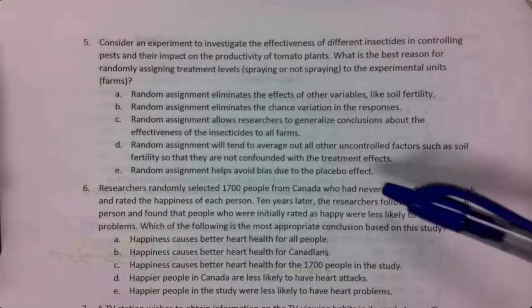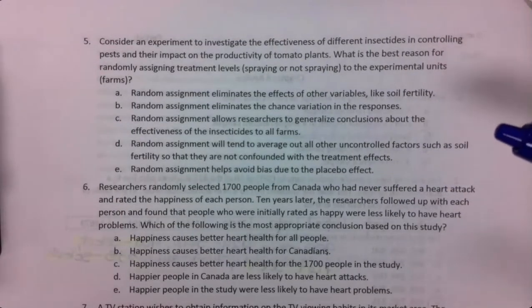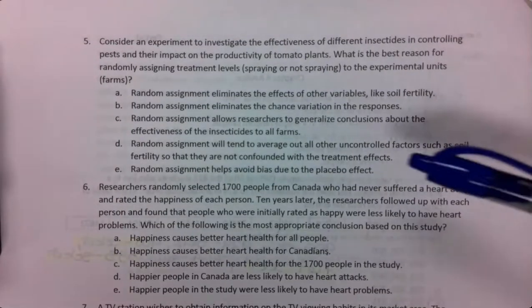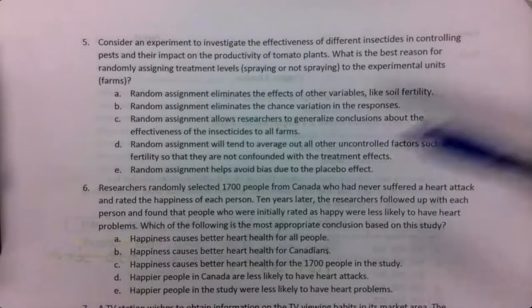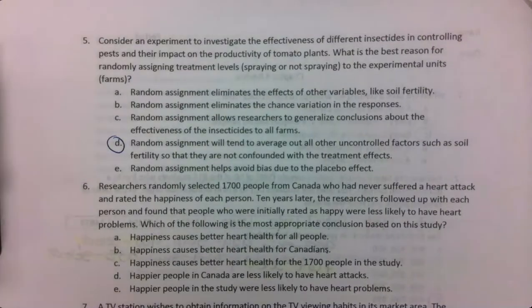So it's not E because the plants don't know whether or not they're getting insecticide. It is actually D because random assignment will average out other uncontrolled factors, and so they're not confounded. Remember, when you're picking answers on the AP test and in tests in general, you want to make sure you go for the most precise answer.